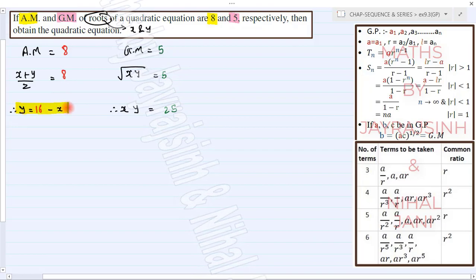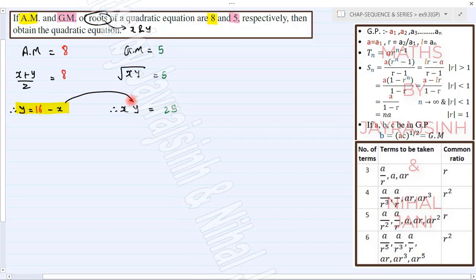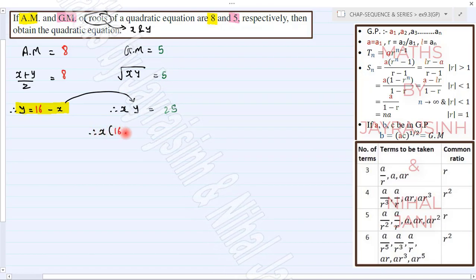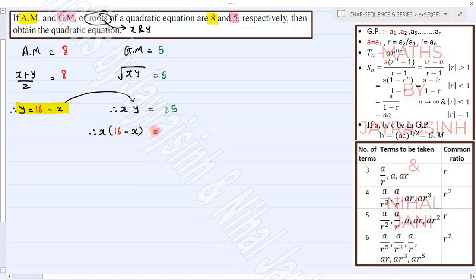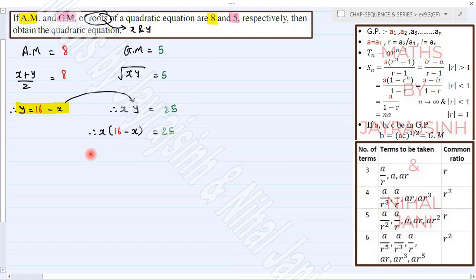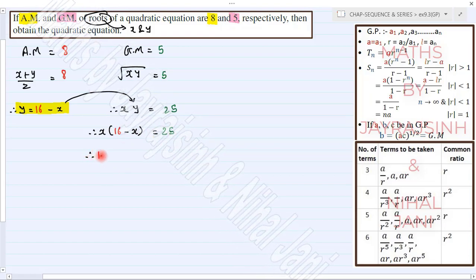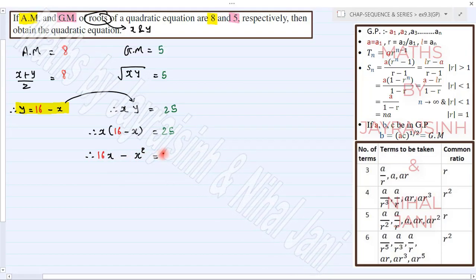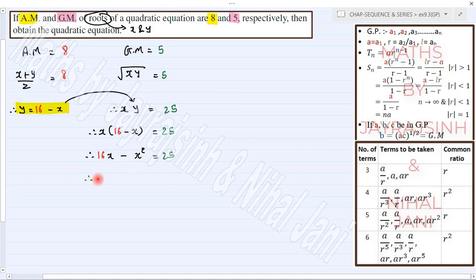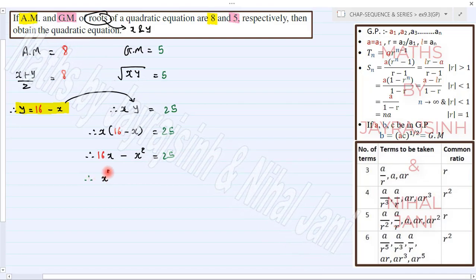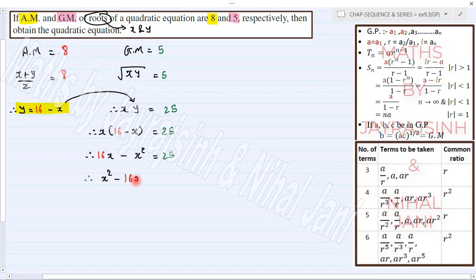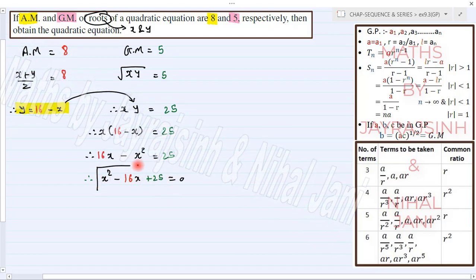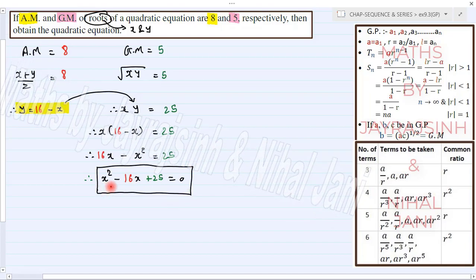So the value of y should be substituted in the second equation. So you will get x into (16 minus x) is equal to 25. Open the bracket and you will get 16x minus x square is equal to 25. And by rearranging the terms, you will get x square minus 16x plus 25 equal to 0, which is your required quadratic equation. Ta-da!